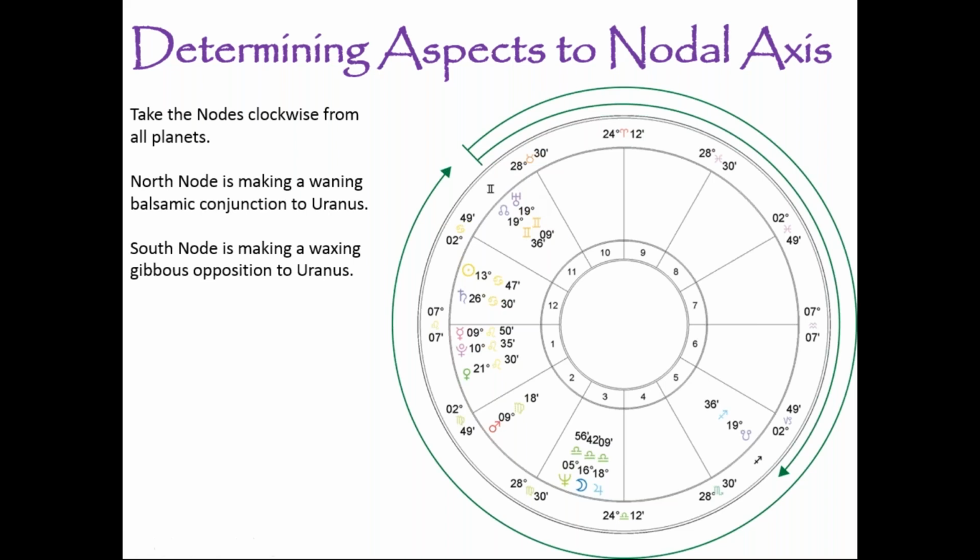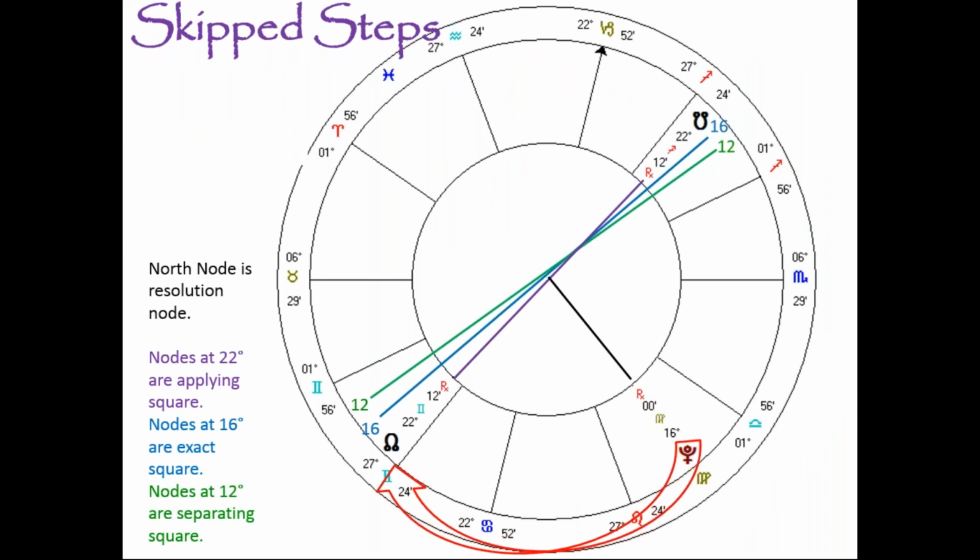If you want more detail on determining phases and aspects, there's a whole series on it in segment 1. Here's how we look at these skip steps with these planets square the nodes. Again, you start with a node. And in this example, we're looking at Pluto, 16 degrees Virgo, all right? And we reverse through the zodiac.